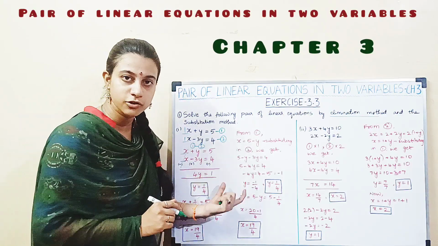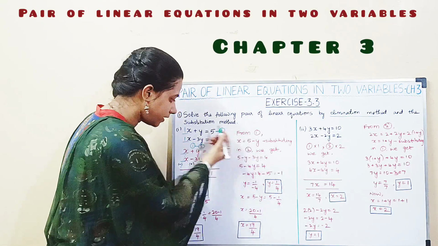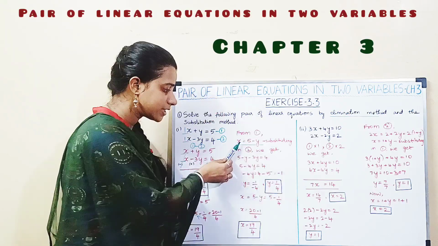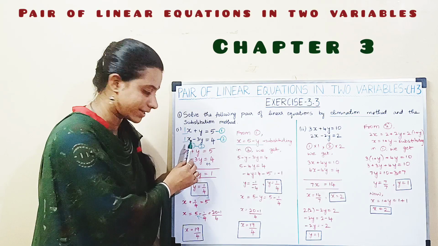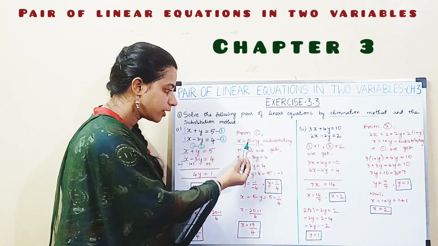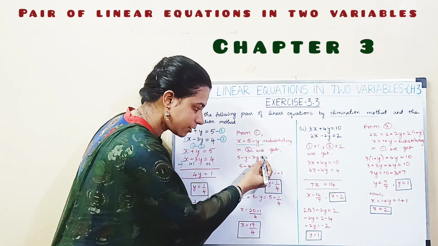Now let's solve it also by the substitution method. From the first equation we are taking x equal to 5 minus y. This value of x we are going to substitute in equation 2 in place of x. What is equation 2? x minus 3y equal to 4. So in place of x we will put 5 minus y, minus 3y is equal to 4.